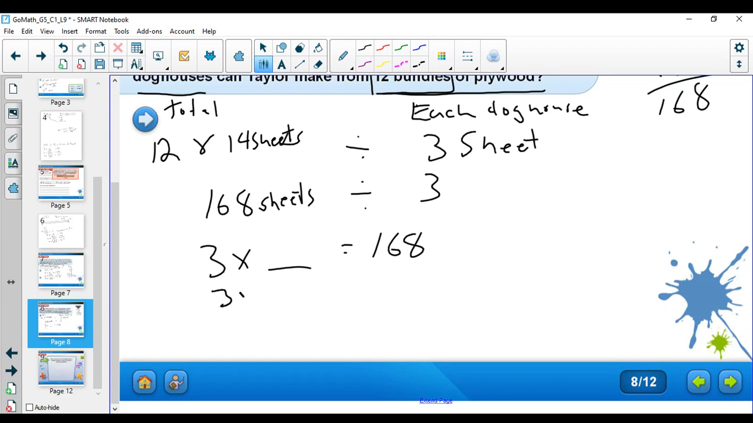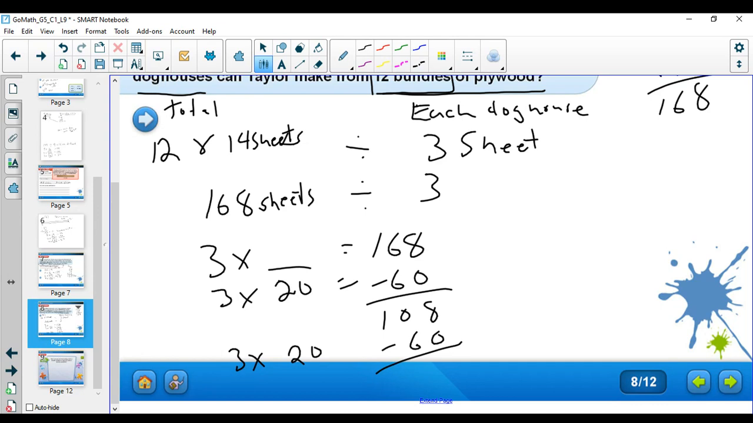Now, every other time I've started with 3 times 10, but I know that 168 is a lot bigger than 30. So I'm going to start with something a little bit bigger. I'm going to start with, say, 20, right? I mean, it's not a lot bigger, but it's little. So 3 times 20 is 60. I subtract that, and I am left with 108. So now I say, well, that's bigger than 60. So I do another 3 times 20, which again equals 60. That leaves me with 48.